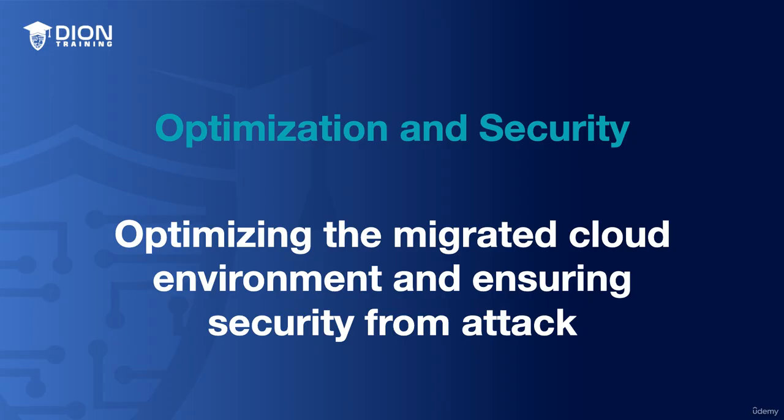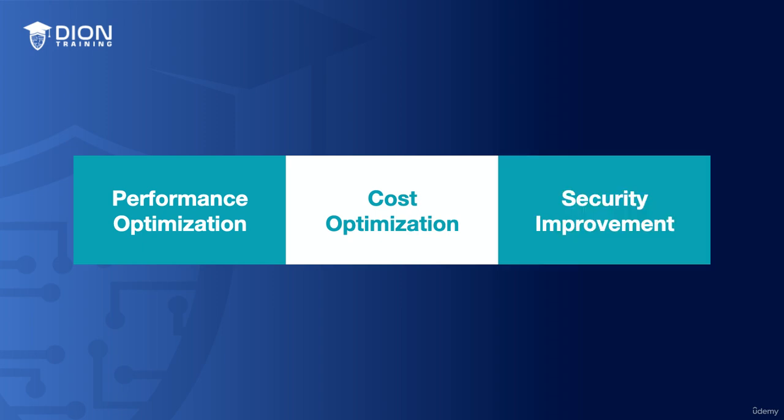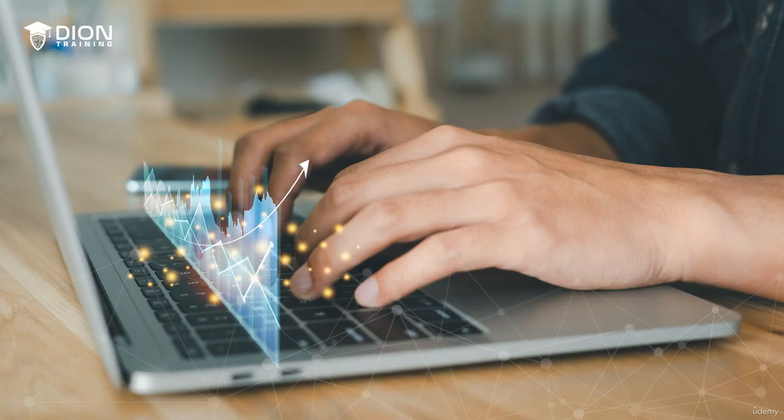The third and final phase of cloud migration is optimization and security. This phase involves optimizing the migrated cloud environment and ensuring that it is secure from attack. During the optimization and security phase, your organization will conduct several steps: performance optimization, cost optimization, and improving the security of your cloud-based environment. During the performance optimization step, your organization should be focused on optimizing the performance of its cloud environment, including the applications, data, and infrastructure.